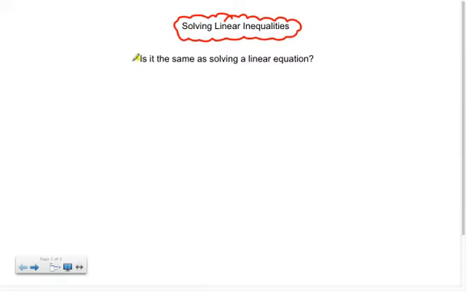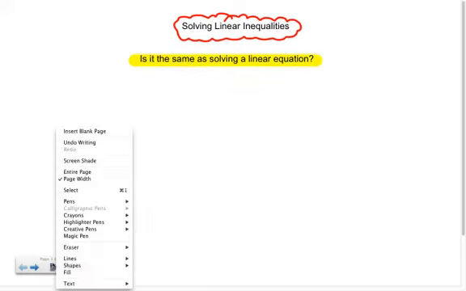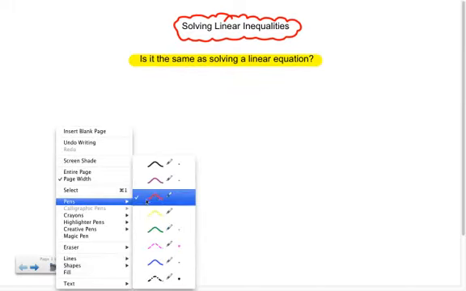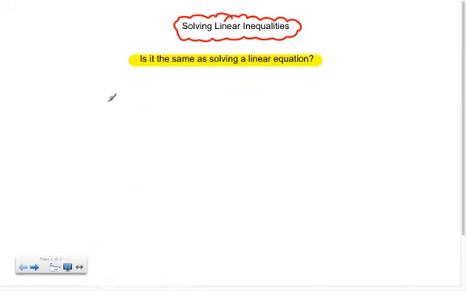So in this video, we are going to be solving linear inequalities, and we're going to ask ourselves the question, is solving a linear inequality the same as solving a linear equation? And what we're going to do is check that out and see. So I'm going to start off with a basic inequality, something that's true, and that is that 4 is less than 8. And we all agree that that's true.